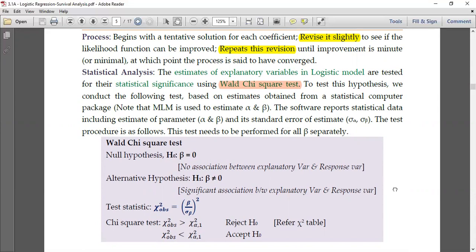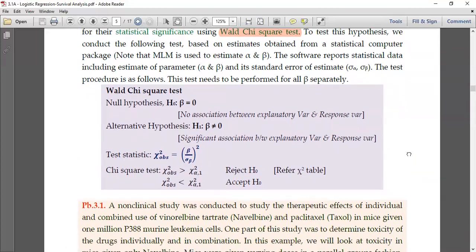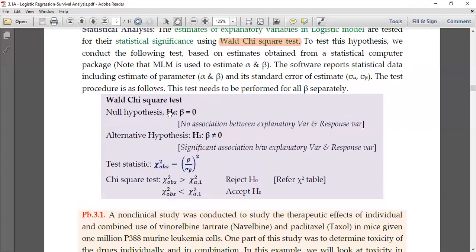From an examination point of view, or on-paper solving point of view, you may not be able to solve this problem, but once you get the equation, you can perform the statistical analysis. So the method we use here is the Wald chi-square test. The Wald chi-square test is very simple. It just tests the null hypothesis for beta, whether this beta is 0 or not.